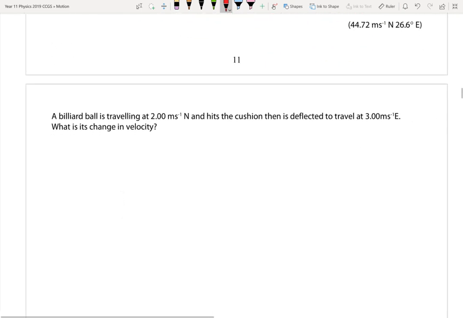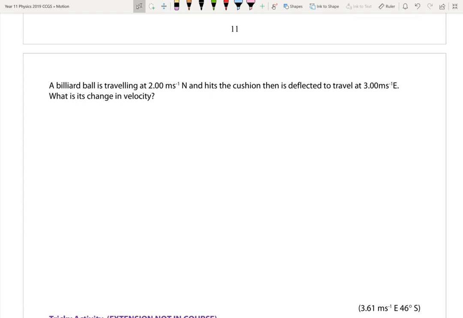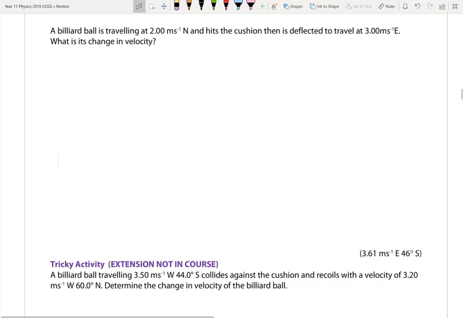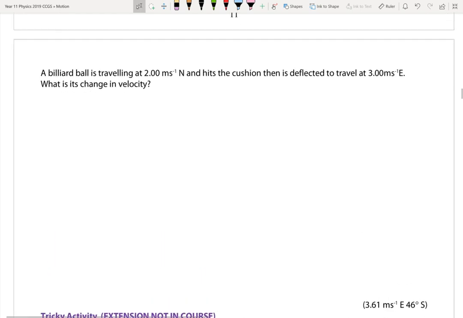Let's look at this one. Now, this is an extension question. Oh, hang on. Why is it that this says extension, but this one's not? Oh no, look, you've got north and east. This is okay. Here we go. This is easy. Here's my billiard ball. It's travelling north. And then somehow it hits a cushion and it bounces east. So I reckon the cushion might be like that. And so when it hits, it then goes like that.